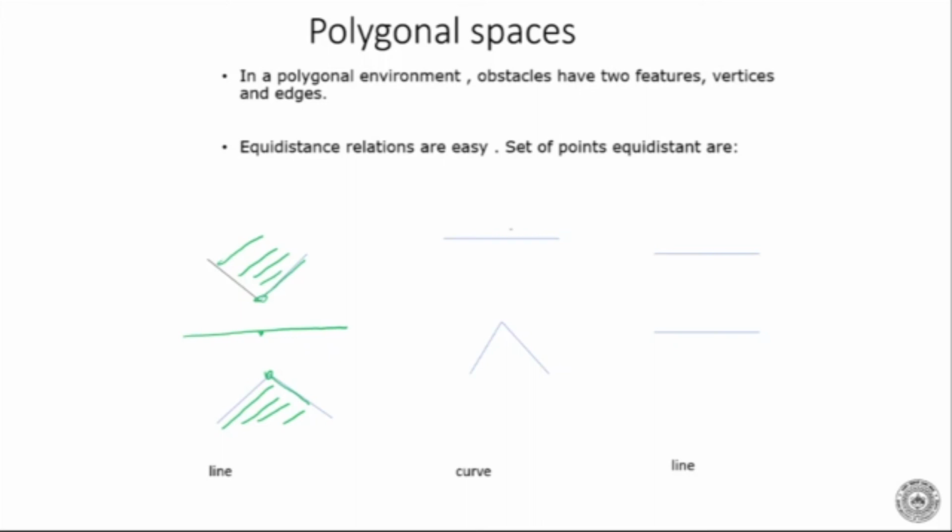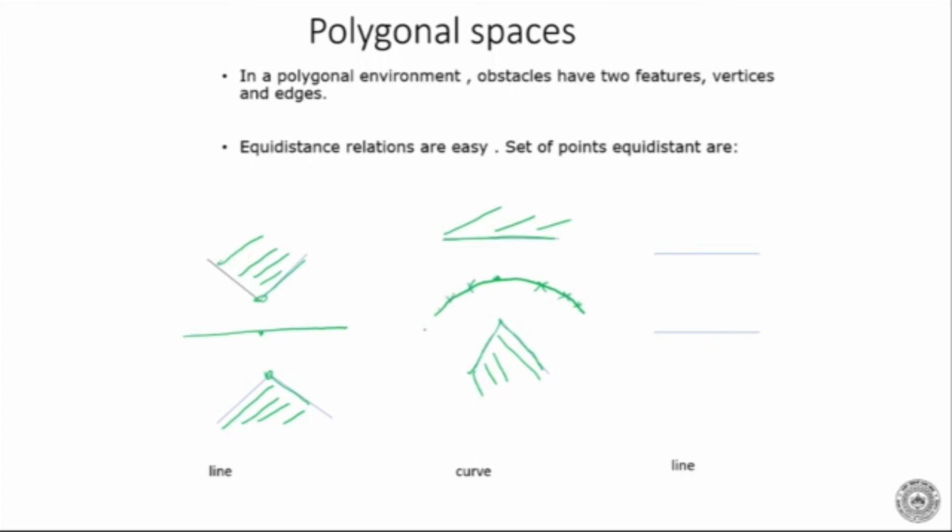Now if you have a straight line, this is an obstacle, and you have an obstacle like this. First of all, start with the vertex, which is the equidistant point, this is the equidistant point. Now this is inclined, this is flat. So what will be the set of equidistant points? This is going to be a curve like this. So these points would be equidistant.